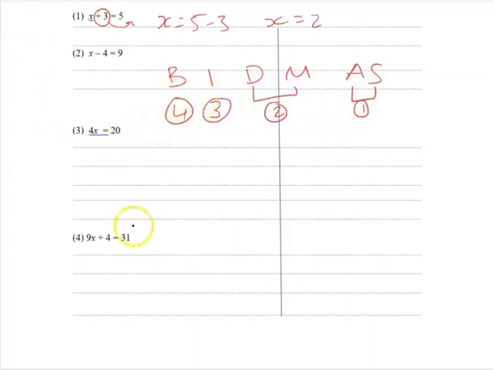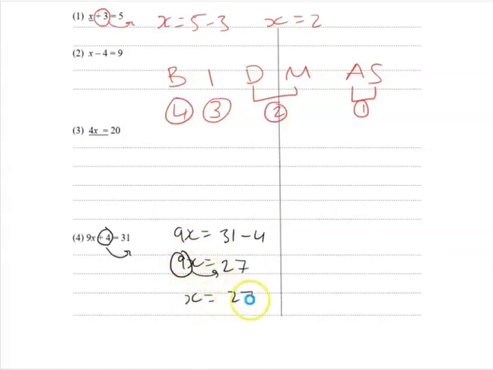So what does that mean? That means that in question 4 here, we don't do anything to the 9. We don't move it, we don't touch it until this plus 4 here is gone. So you take plus 4 to the other side. 9x will equal 31 minus 4. So 9x will equal 27. Now we take 9 to the other side. x is going to equal 27 divided by 9. x is going to equal 3.